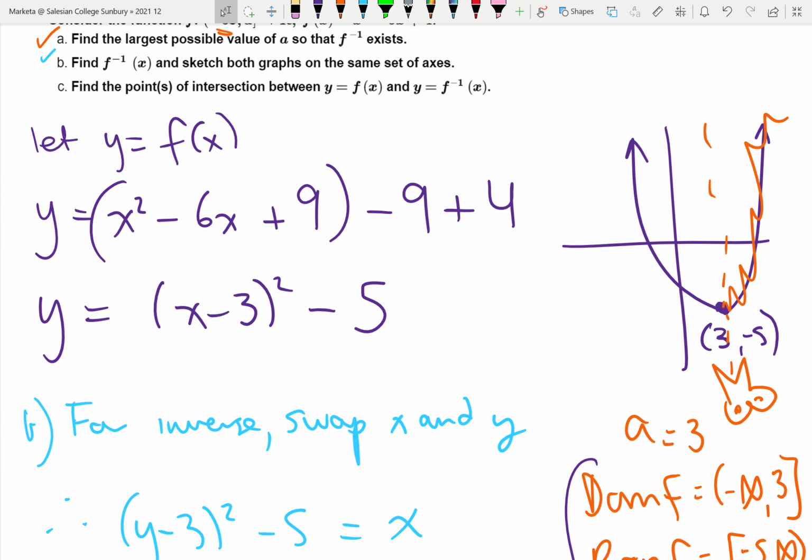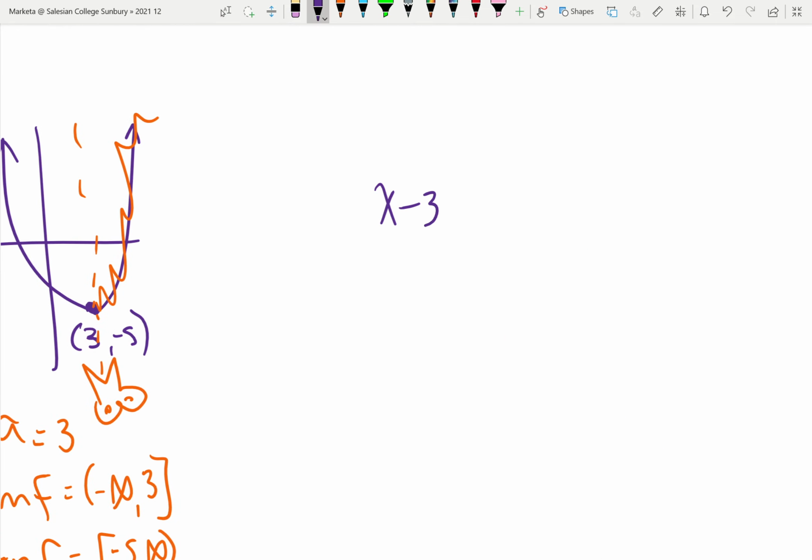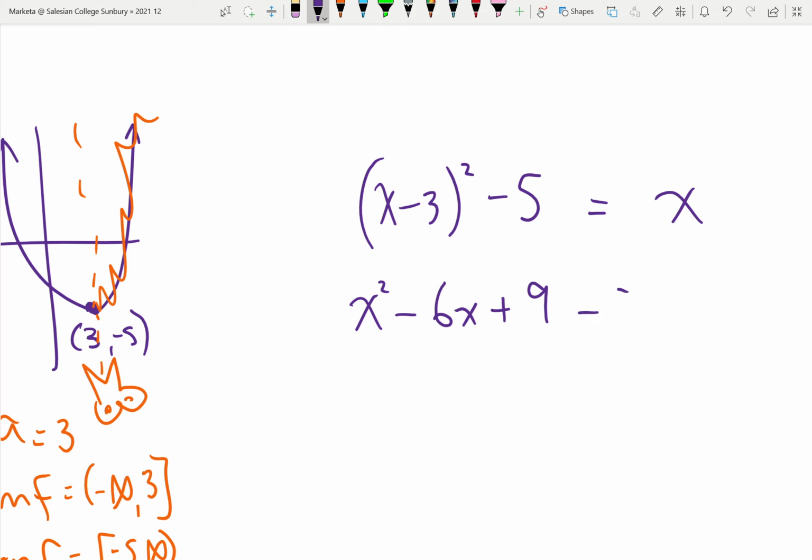So (x minus 3) squared minus 5, and I'm just going to equate that to x. So I'll expand this. x squared minus 6x plus 9 minus 5 equals x. x squared, minus 6x minus 1x is minus 7x, 9 minus 5 is plus 4.